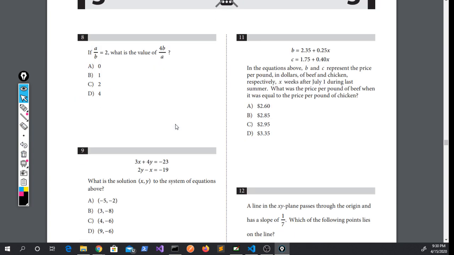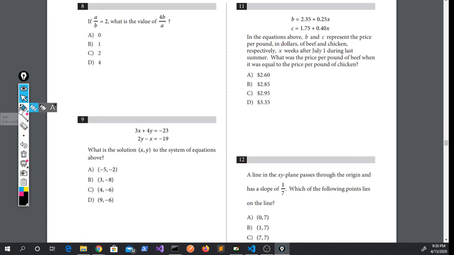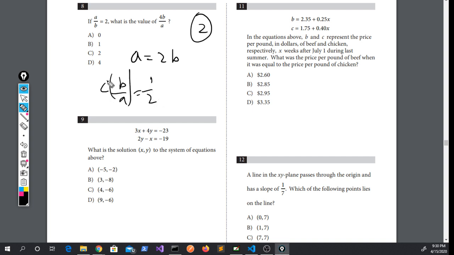All right, number 8. What is the value of 4b over a squared? So 2 ways to do this. A equals 2b and plug that in and you get 2. Or you do this. This is a over b, this is b over a. You flip this around. B over a is 1/2 and you multiply this by 4 and you get 2.